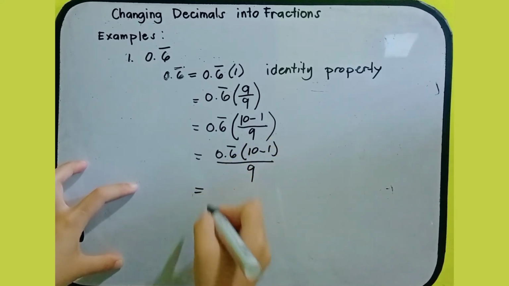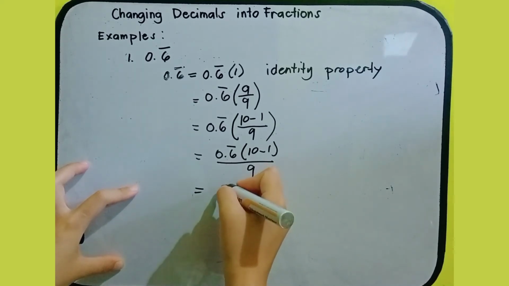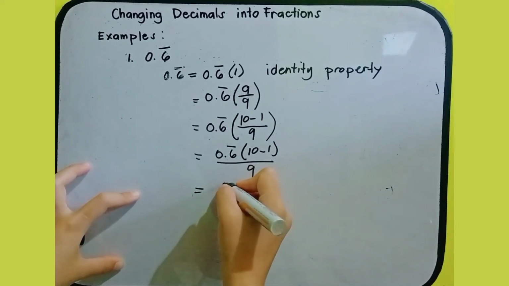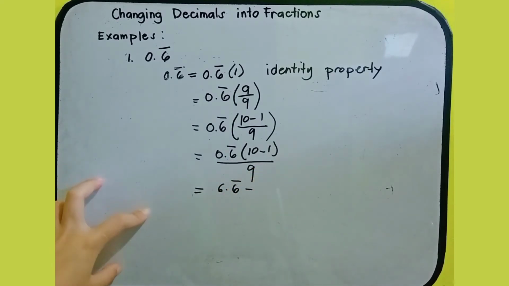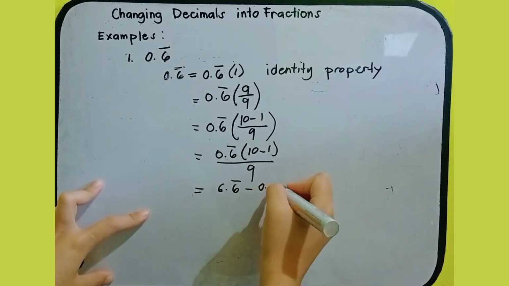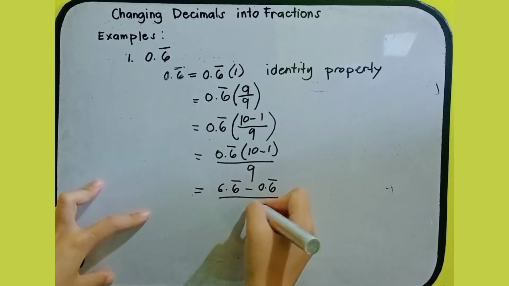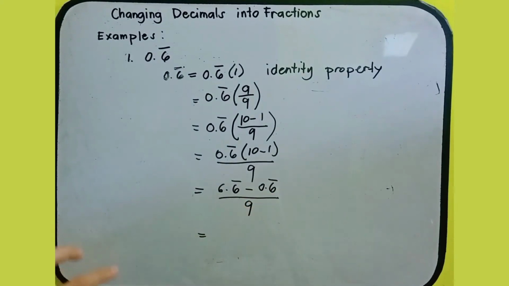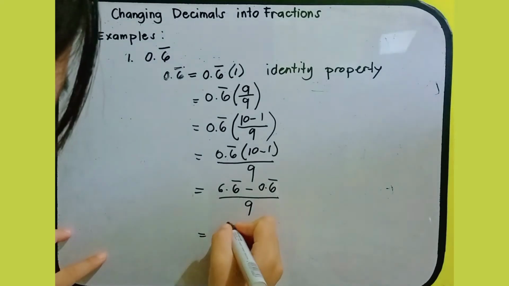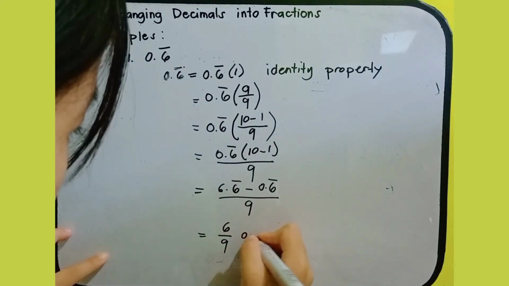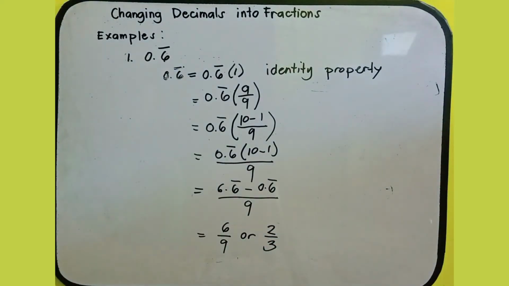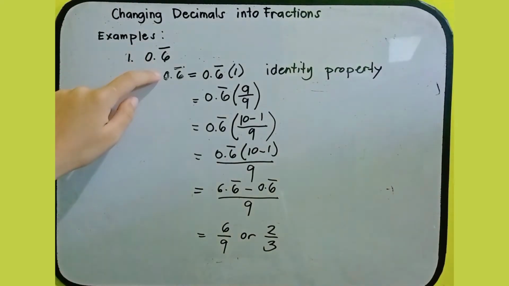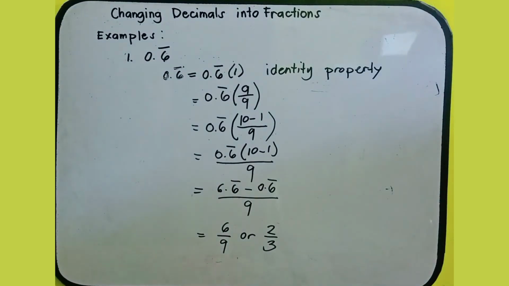So by the distributive property, we will have 6.6 bar minus 0.6 bar over 9, which gives the answer 6 over 9 or 2/3. So our repeating decimal 0.6 bar is just equal to 2/3.